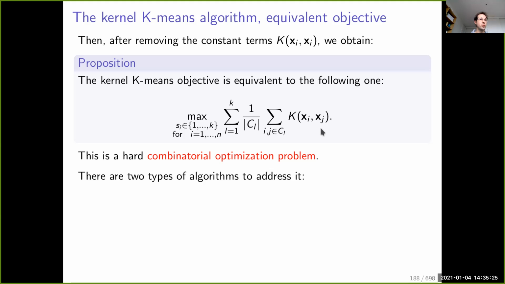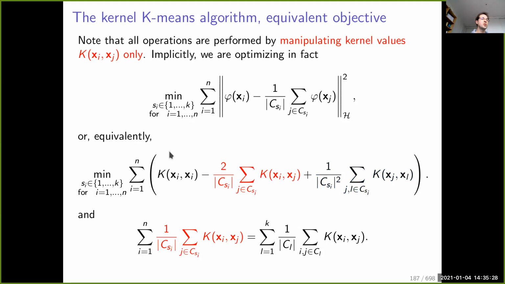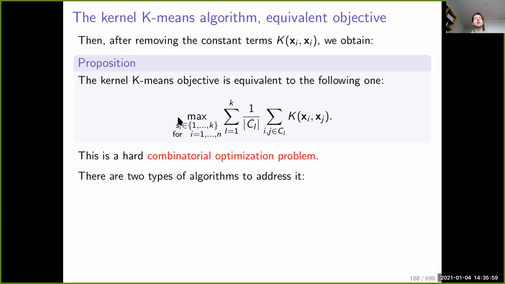Let us come back to the previous one. What I do is that I remove the term k(xi, xi) because it's independent of the assignment. So it doesn't change the solution if I remove this term. Here, when I say that I get -2 a quantity plus a quantity, it means that this objective becomes the minimization of minus this quantity. I don't like to minimize minus a quantity. I prefer to maximize this quantity. This is exactly what I get here. So the kernel k-means objective is in fact equivalent to the following one.